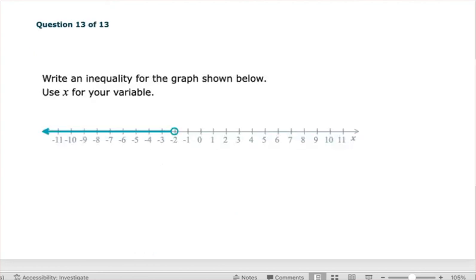And last problem, write an inequality for the graph shown below. Use X for your variable. Now, we could just make it very, very simple. X is less than, because that's an open circle, a negative 2. That's the most simple you can do. Why not stick with the most simple you can do?